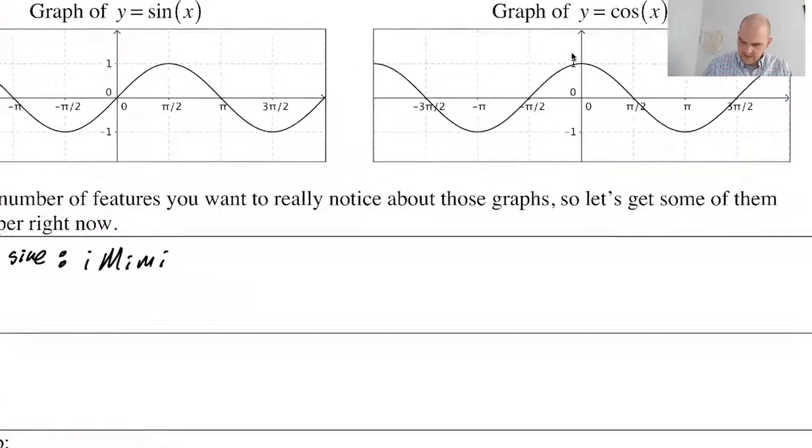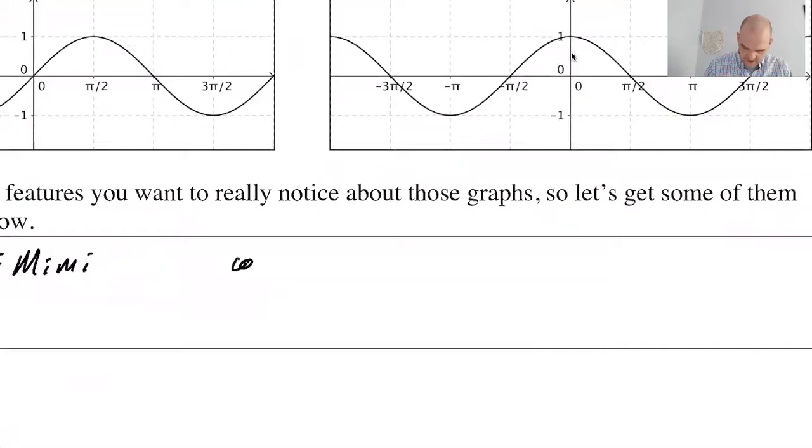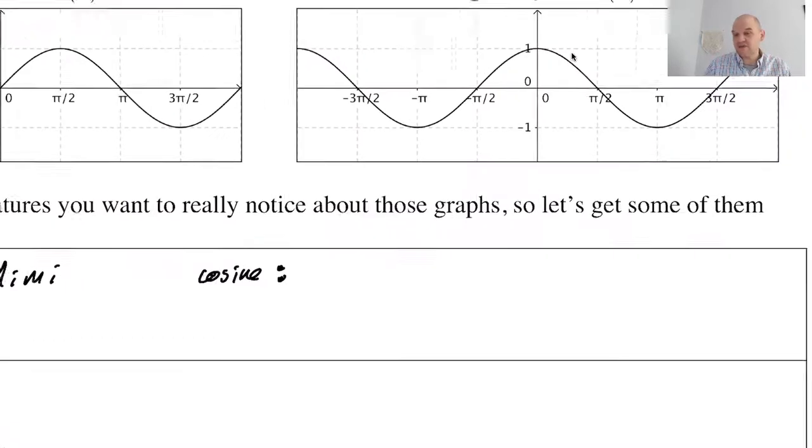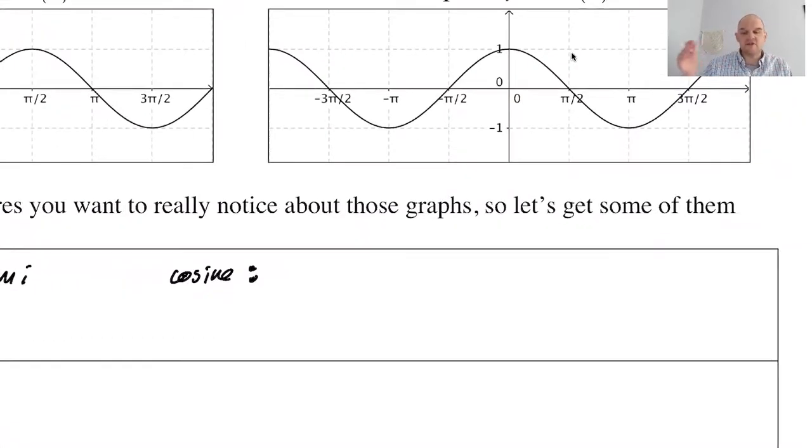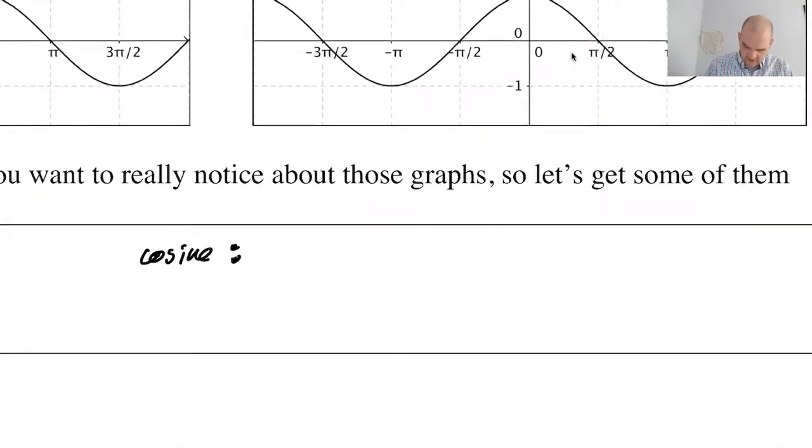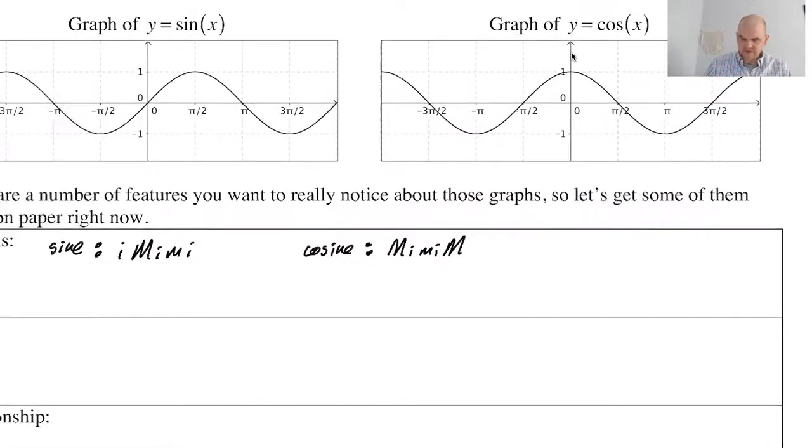Cosine, kind of similar, but because cosine is the x-coordinate on the unit circle, it starts at 1 when theta is 0, and then it decreases from there. So cosine is going to go from a maximum to an intercept to a minimum to a maximum. And I don't know if there's any other patterns I really want to talk about here.